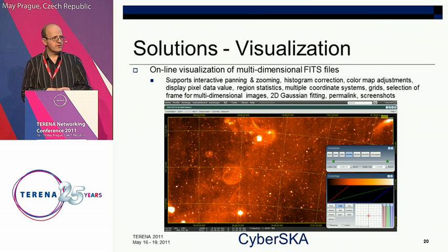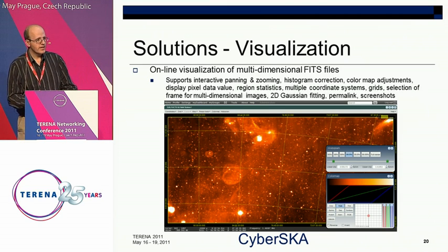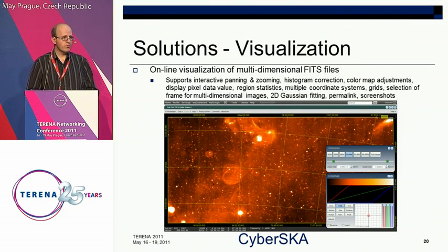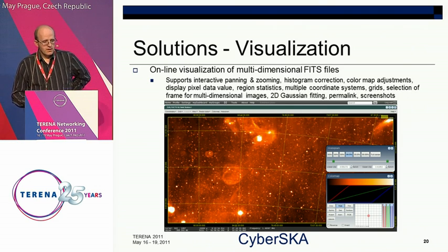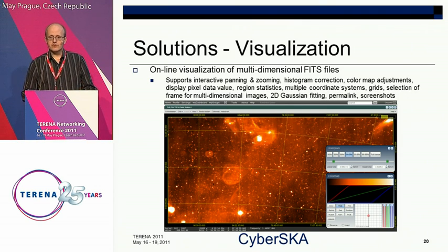And so we have developed an online FITS tool. FITS is a popular file format used for many of these images. And it supports interactive panning and zooming. You can do different histogram correction to display the brightness, and you can adjust the color maps. You can do some analysis, some statistical analysis, some 2D Gaussian fitting. You can share the exact view that you have by sharing a permalink with others so that they can go and view exactly what you had been viewing. You can take screenshots and upload them to the site as well.